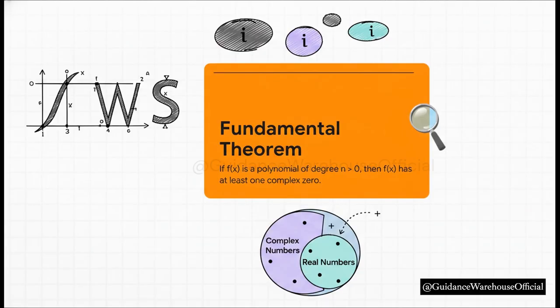And this brings us right to the Fundamental Theorem of Algebra. It states that every polynomial of a degree greater than 0 has at least one complex 0. But, and this is a big but, remember that real numbers are literally just a subset of complex numbers. So a complex 0 doesn't have to be imaginary. It can absolutely be a perfectly normal, everyday real number.